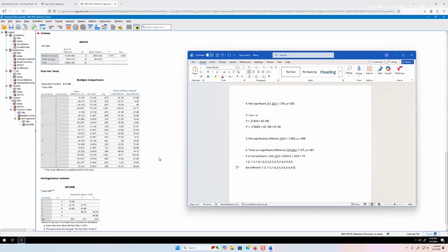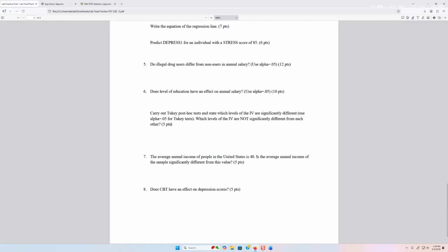And that's it. So the ones that are not different: 1 and 2, 1 and 3, 1 and 4, 2 and 3, 2 and 4, 3 and 4, and 4 and 5. So 7 are not different, only 3 are different. The 3 different ones are 1 and 5 here, 2 and 5 here, 3 and 5. Those are the different ones. Everything else is not different. So that's the Tukey for number 6.